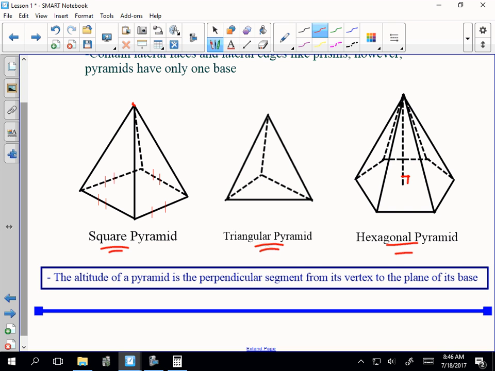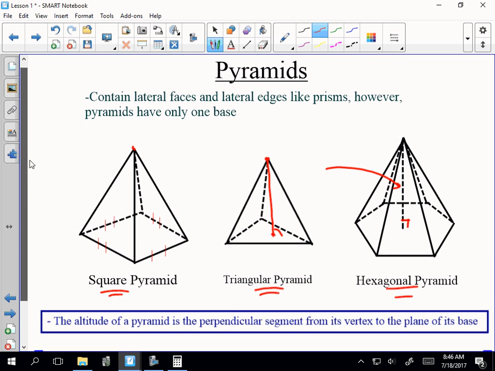Okay, the altitude or the height of the pyramid is the perpendicular segment from the vertex, the upper point, down to the base. And that can connect in different spots at the base based on the shape that we have. We can actually see an altitude drawn into this hexagonal pyramid.